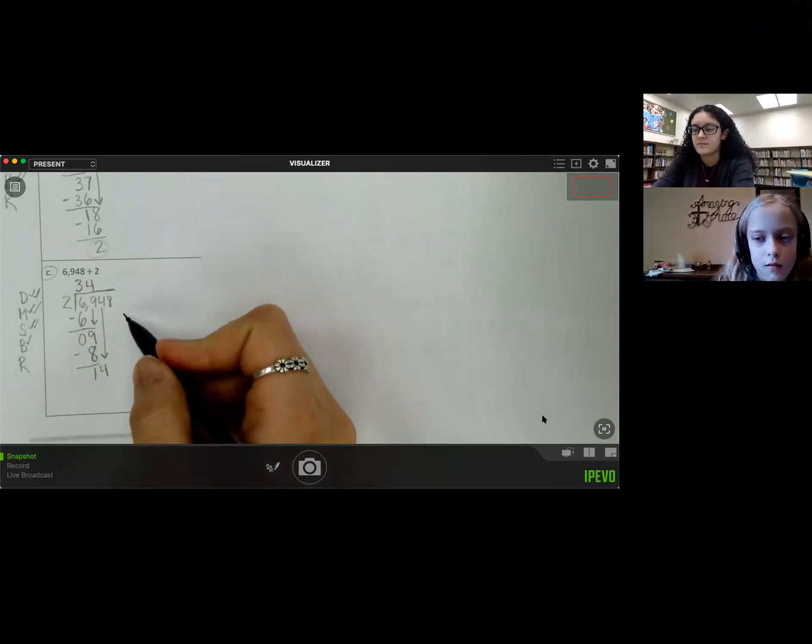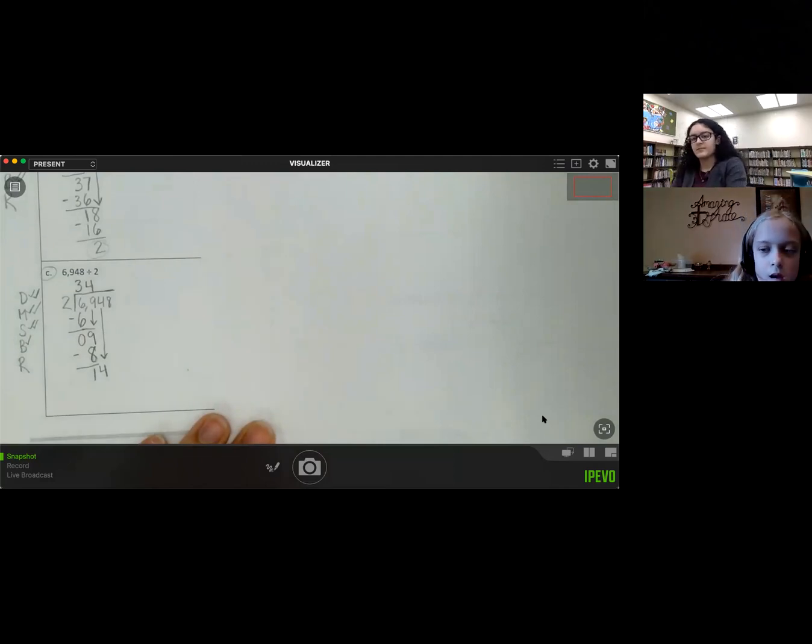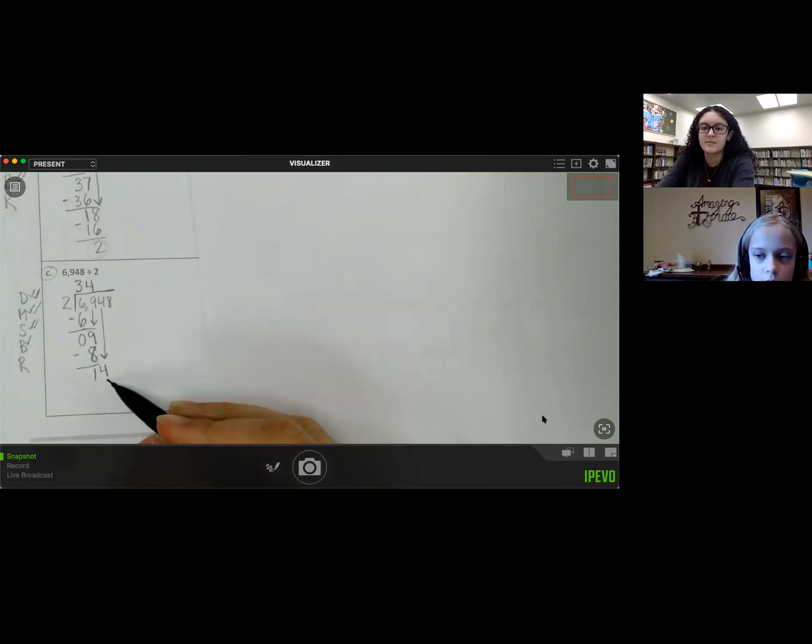8. What's 2 times 8? If we count by 2s, 2, 4... oh, 16. Right, it's going to be 16. Can we do 16? No, because that goes over. So what are we going to use instead?